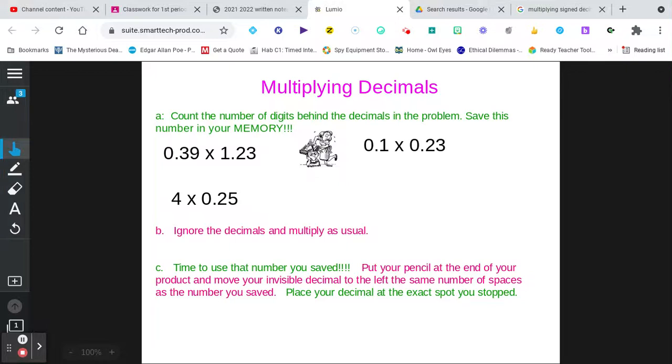All right, so for this video, we're going to multiply and divide with signed decimals. I'm going to teach you an easy way to multiply decimals if you haven't already seen it. It's super easy. And then we're going to talk about dividing decimals, and then you'll have homework.